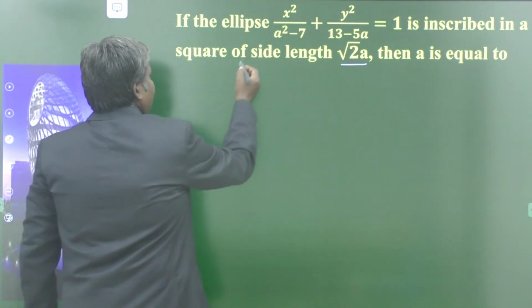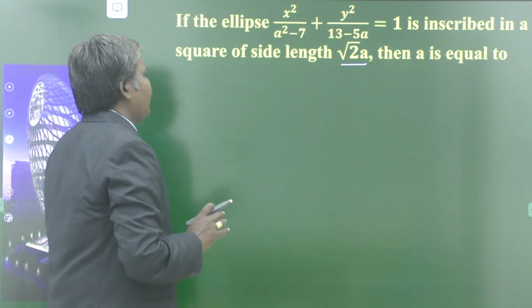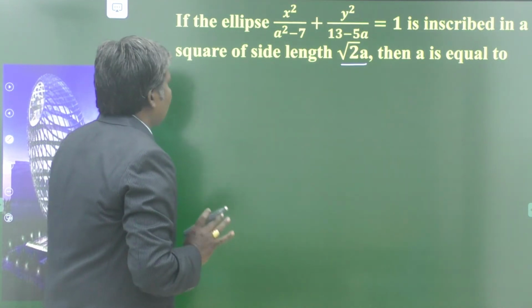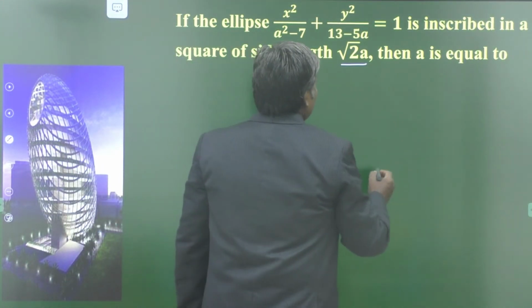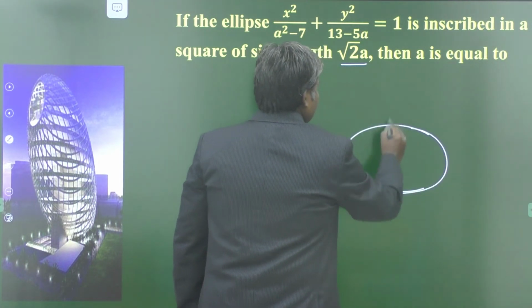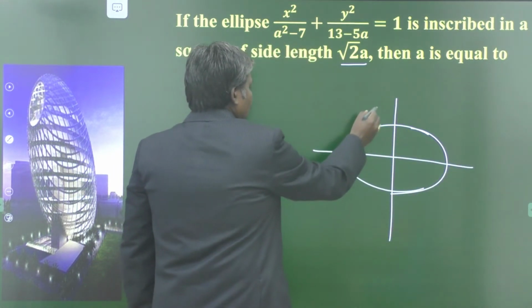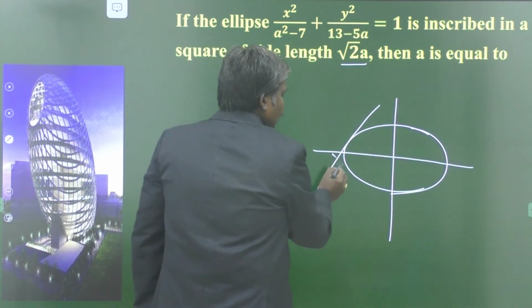So your x square by a square minus 7 plus y square by 13 minus 5a is inscribed in a square of length root 2a units. Suppose this is your ellipse. These are the coordinate axes, and the ellipse is inscribed in a square.